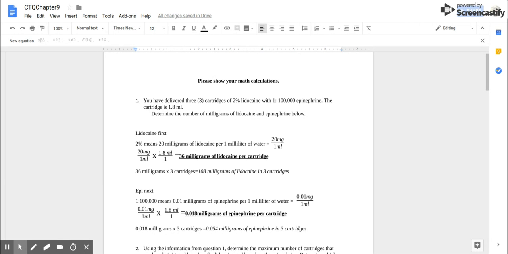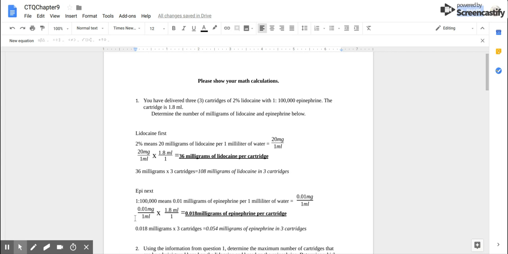Now we'll figure out the epinephrine. So the 1 to 100,000 means 0.01 milligrams of epinephrine per 1 milliliter of water. And this is what the mathematical equation looks like. And we already know, because we've discussed in the first equation with lidocaine, that we're not really interested in the 1 milliliter because the cartridge here is 1.8 milliliters. So the math equation that you'll need to start is right here. 0.01 milligrams of epinephrine over 1 milliliter of water multiplied by 1.8, because that is how much we have per cartridge, equals 0.018 milligrams of epinephrine per cartridge. Now again, I've underlined and bolded this because we need to know the amount per cartridge in a later equation.